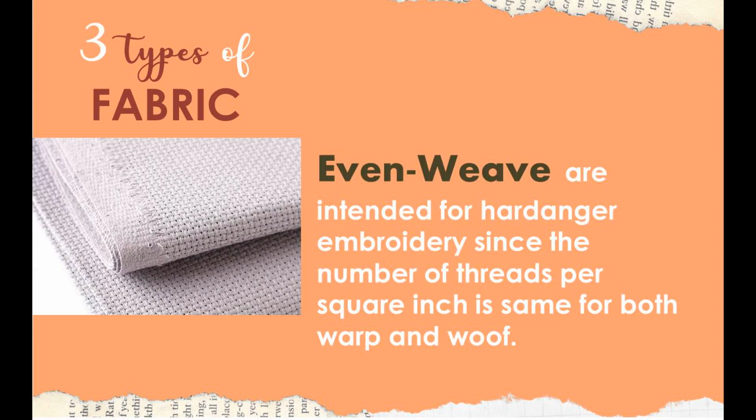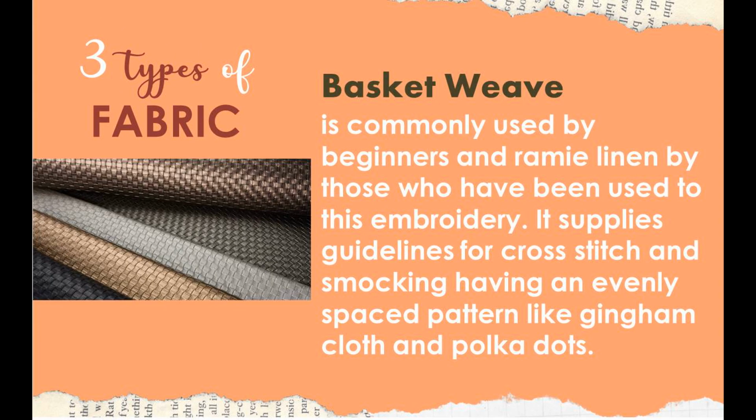Even weave. Even weave are intended for hard inch embroidery since the number of threads per square inch is same for both warp and woof. Basket weave. Basket weave is commonly used by beginners and ramie linen by those who have been used to this embroidery. It supplies guidelines for cross-stitch and smocking, having an evenly spaced pattern like gingham cloth and polka dots.